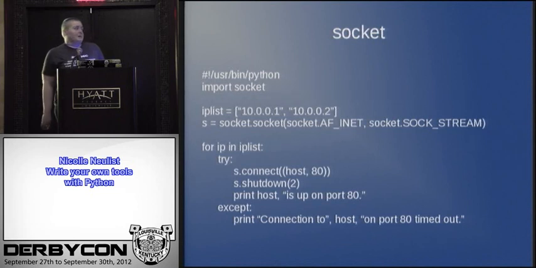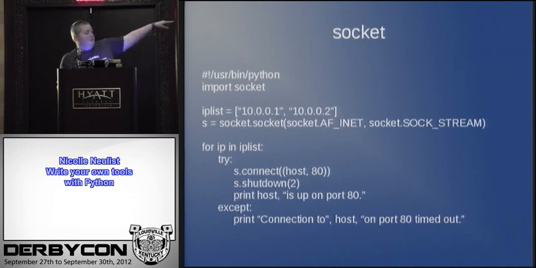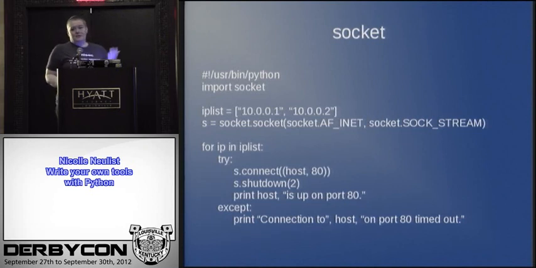Socket I showed a little bit before, but here's just a quick example of how socket works. You import the socket module. I define a list of IP addresses, and s is just your regular old TCP socket. AF_INET, SOCK_STREAM. I mean, if you've done much C programming, you've probably seen that, but basically don't get bogged down in the details. It's just a TCP connection. It iterates through the list, tries to connect to each IP address on port 80. s.shutdown(2) means it's going to time out after 2 seconds. And if it's gotten anything back, it says it's up.